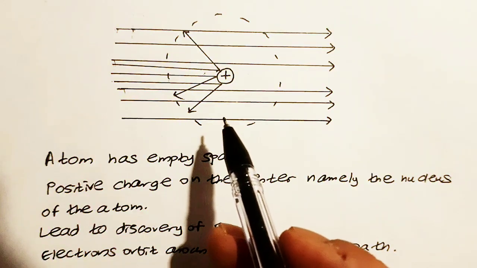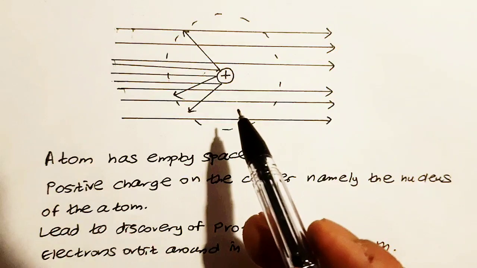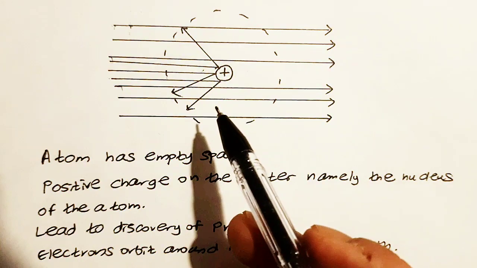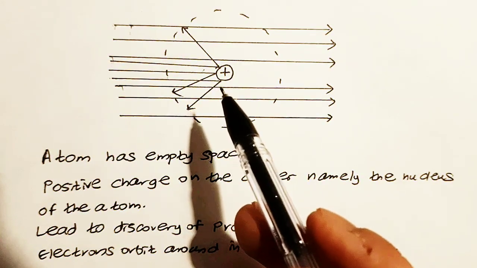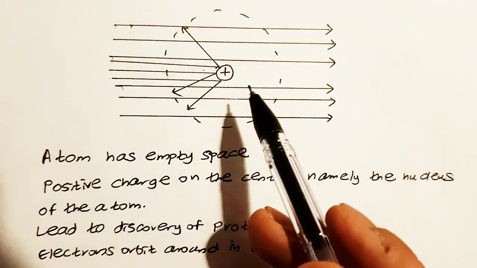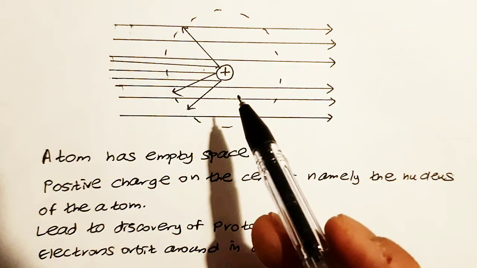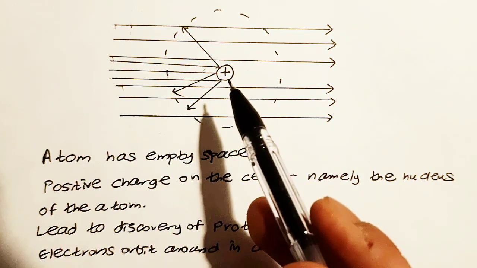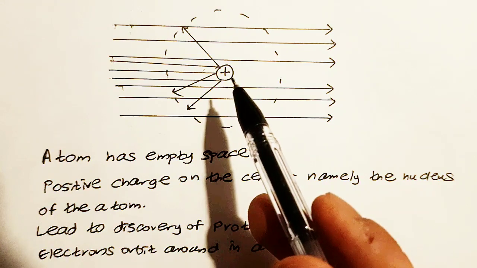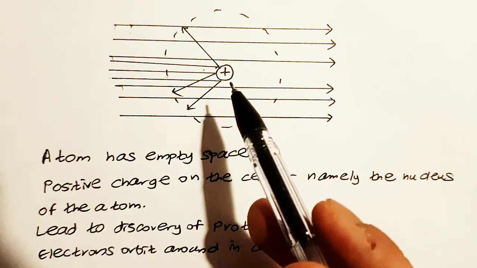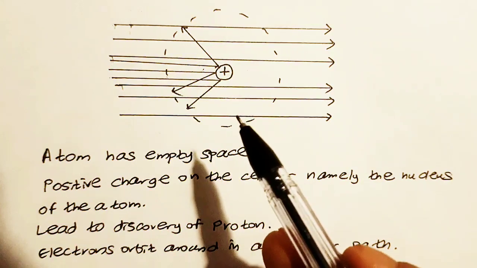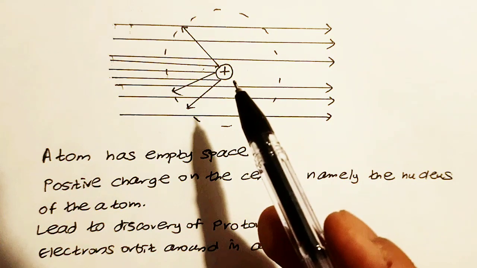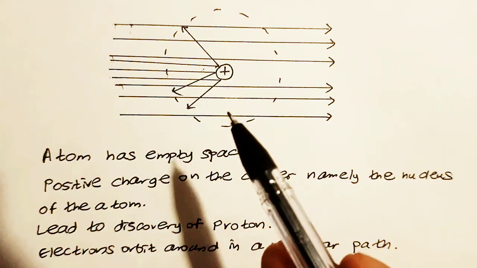Most particles traveled without any deflection, as seen here. This is because the atom has mostly empty space. As proposed by J J Thomson, the positive charge is uniformly distributed in the sphere. But the experiment carried out by Rutherford showed that there is a positive charge in the center of the atom. This was namely the nucleus. So this phenomenon led to the discovery of the proton. So the proton was discovered by Ernest Rutherford from the gold foil experiment.